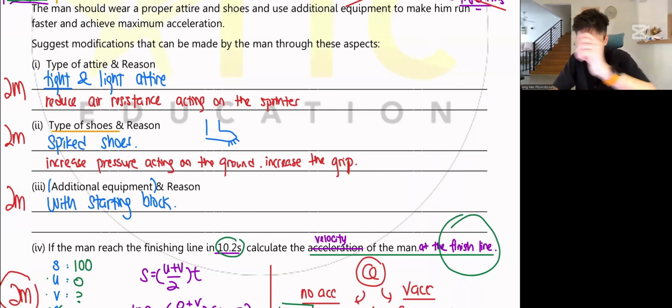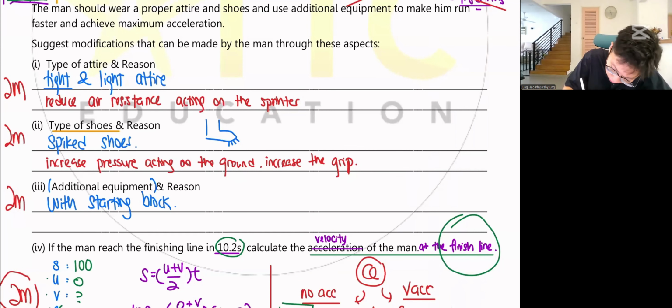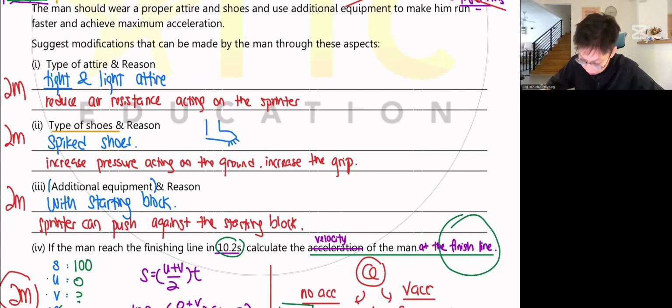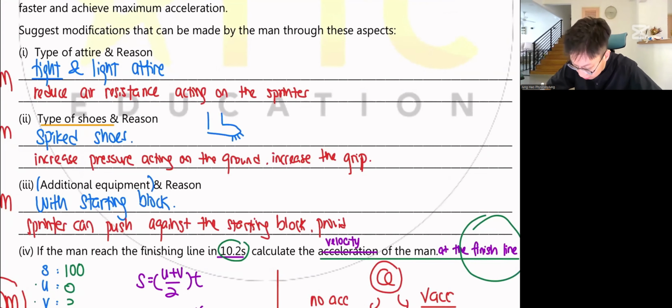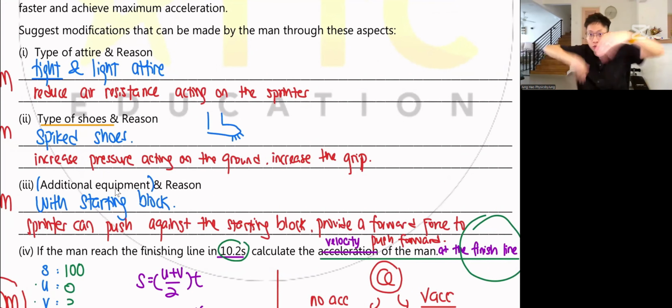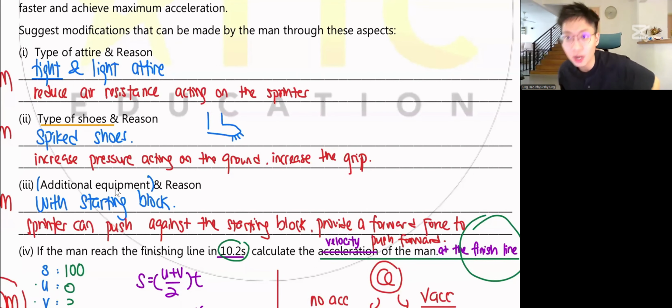Now, the point of adding this starting block is so that the runner, the sprinter, can push against the starting block. Or you can say he can kick the starting block, so that it will provide a forward force to push forward. Meaning to say that if you can kick this thing, it will give you a push forward so that you can start at a higher speed. So therefore it provides a force.